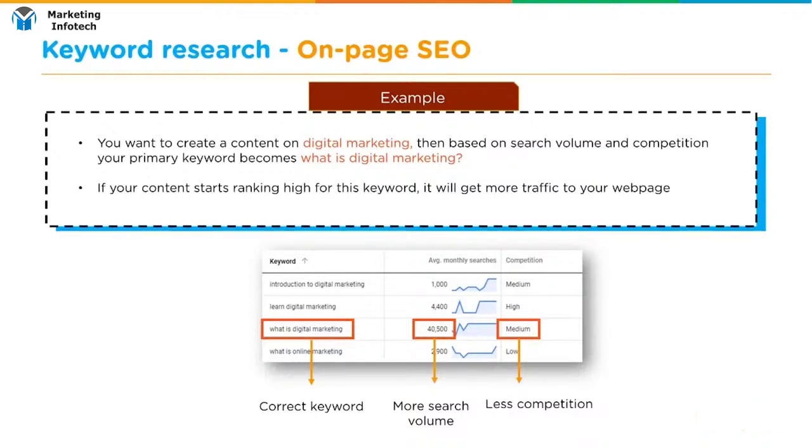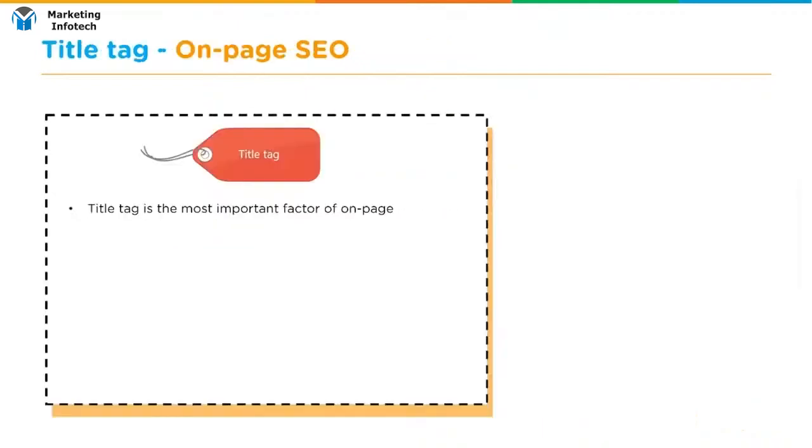You need to find those keywords that are relevant to your content, that have a lot of volume and low competition. And then once we identify those keywords, we are free to go in and start optimizing our web pages for those keywords. And the first place we want to start is the title tag.